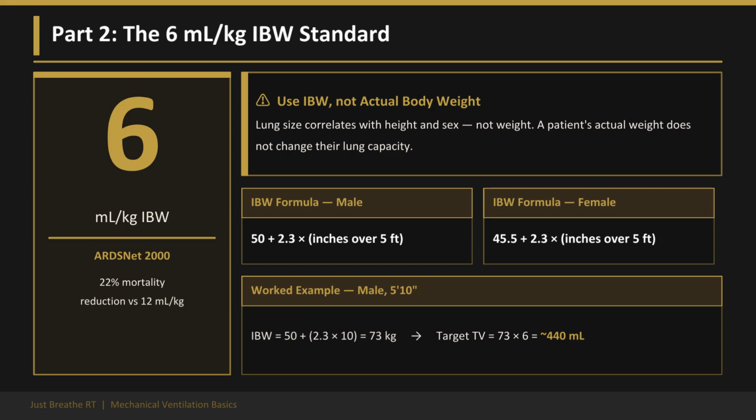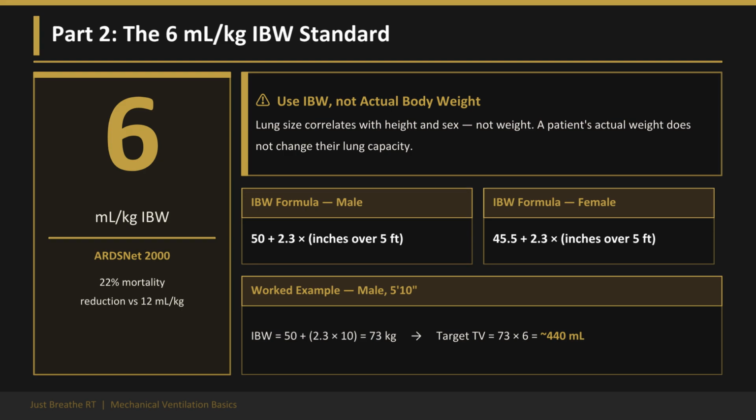But here is what trips up a lot of students and new grads. We use ideal body weight, not actual body weight. Why? Because lung size correlates with height and sex, not with how much a person weighs. A 300-pound patient and a 150-pound patient of the same height have roughly the same lung size. Giving the larger patient double the tidal volume based on their actual weight would dangerously overstretch their lungs. The machine does not know the difference. You have to. So how do you calculate ideal body weight?